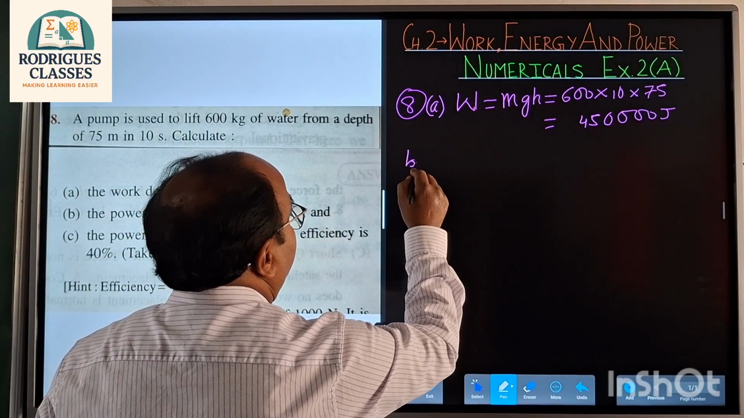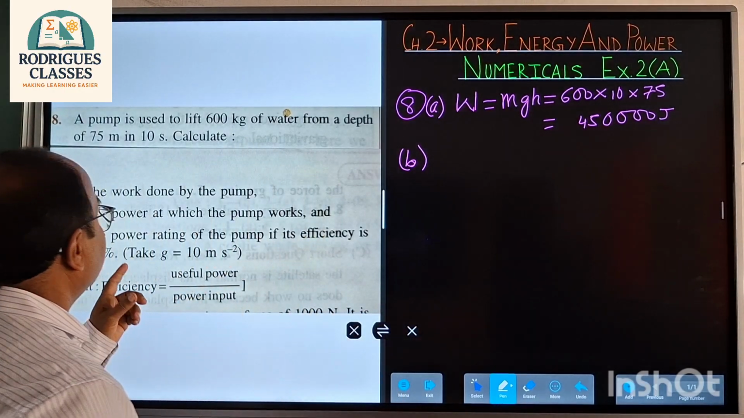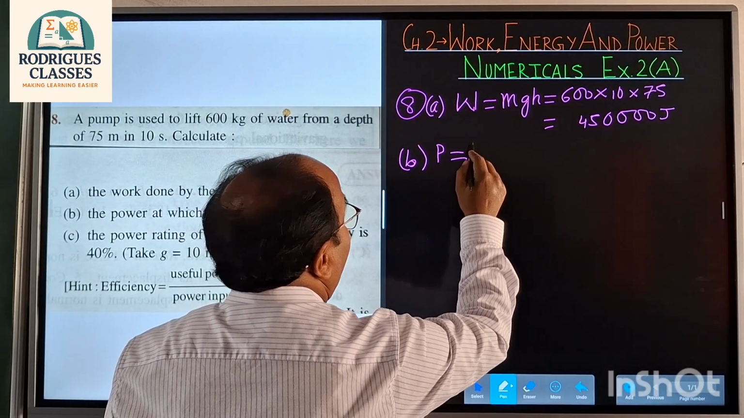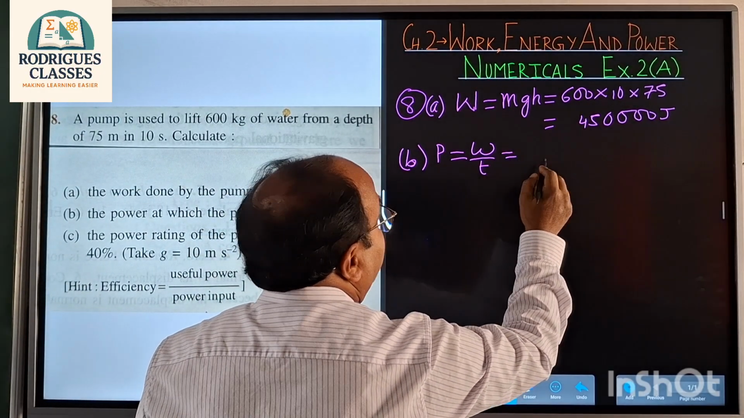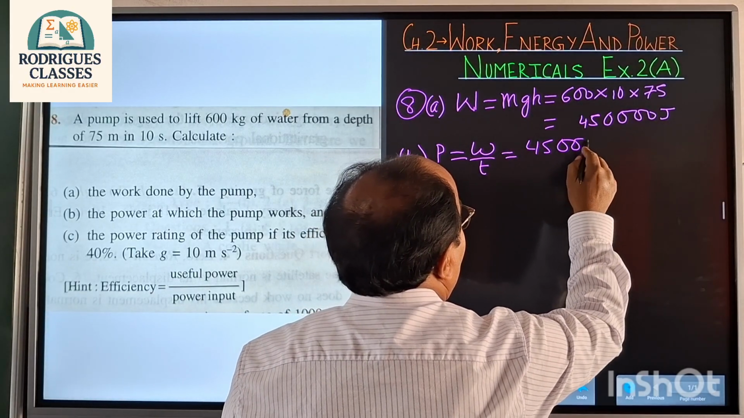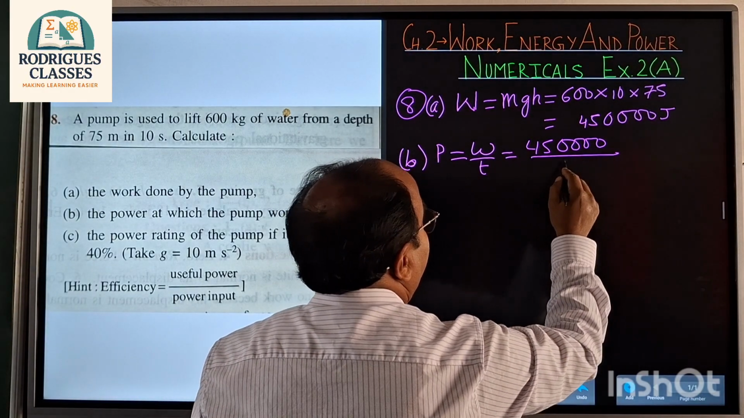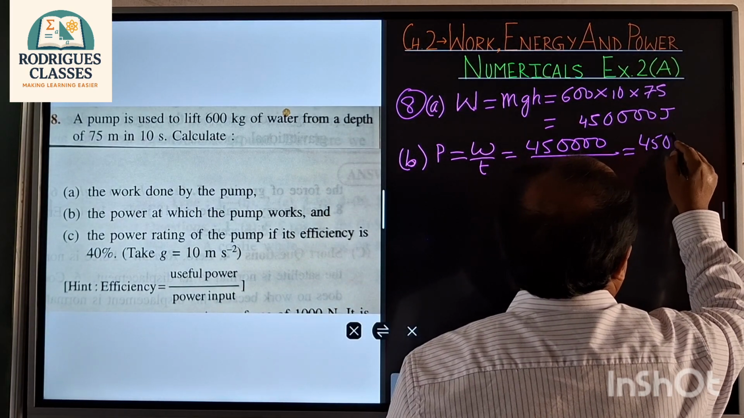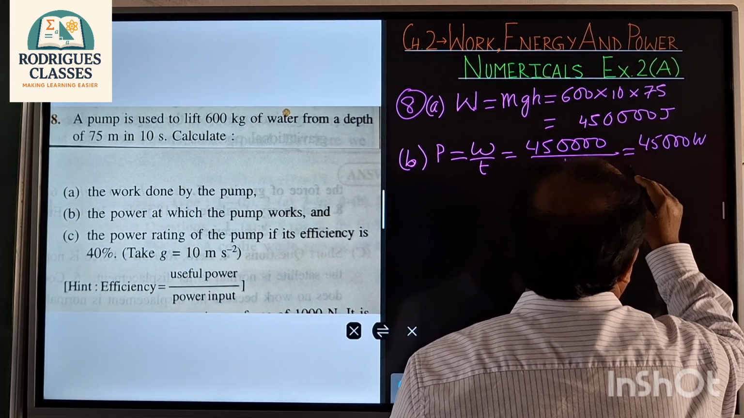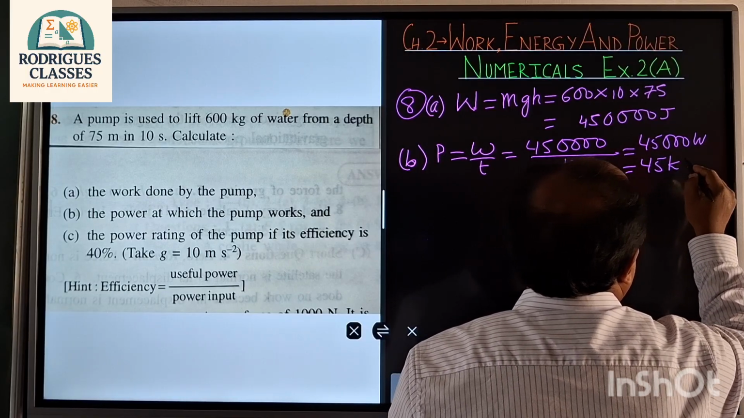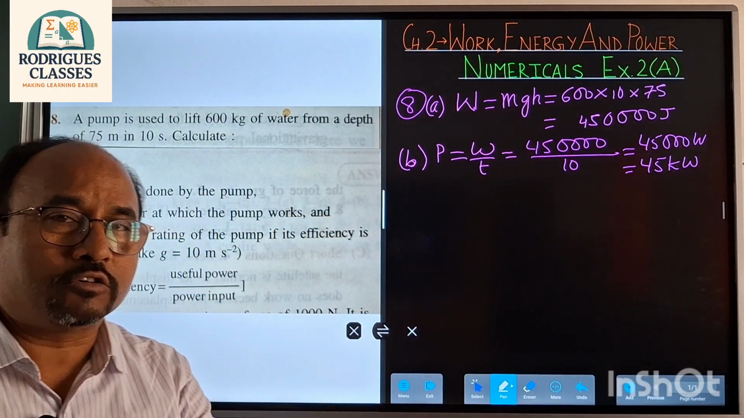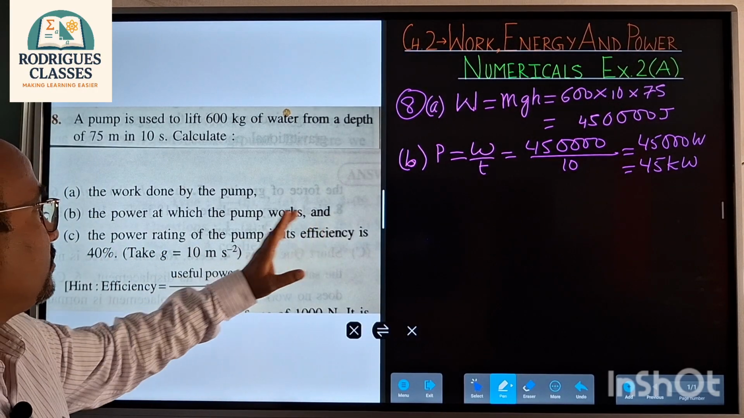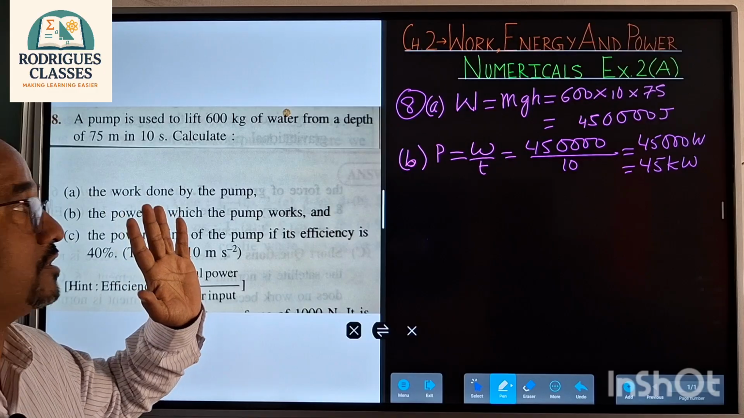Let us come to the B part. The B part is to find the power at which the pump is working. So we know the work done, so we write power equals work done by time. So 4 5 4 zeros, this is the work done, and the time is 10. So 10 cancelled, we get it as 45,000 watt, which I will convert here into kilowatt to make the number look smaller. Now comes the main part here. The power rating of the pump, if its efficiency is 40%.